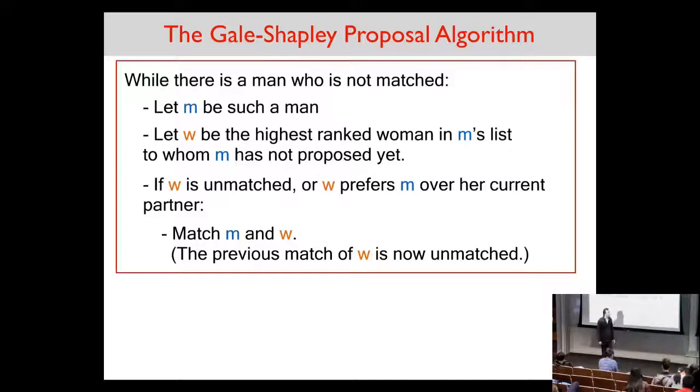And then we check if W is unmatched, she's going to accept, and they're going to get matched. Or if the woman W actually prefers M over her current partner, then again, she's going to dump her current partner, and M and W are going to be matched. Okay, so that's it.